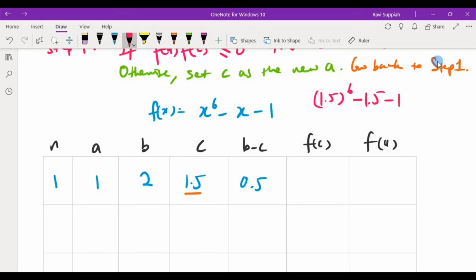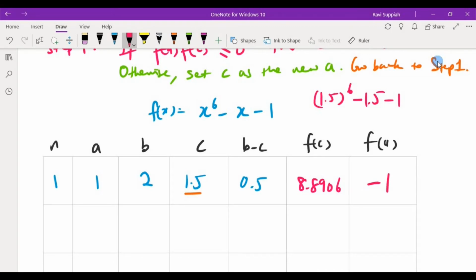That is for the first iteration here, and that would give me a value of 8.8906. f of a is basically the same f of x, but I put a inside x. I substitute x with the value in a, which in this case is 1. So 1 minus 1 minus 1, I get minus 1. That is the first iteration.